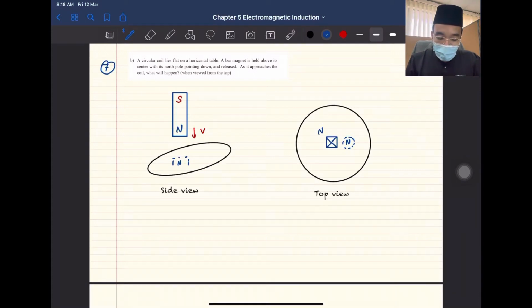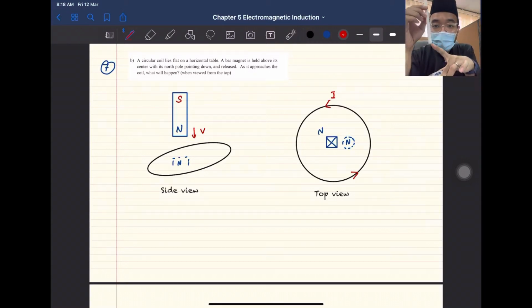If you want to determine the direction of the induced current, you can use the right hand grip rule. North is pointing upwards, so current will be moving in this direction. Okay, so this direction is actually the anti-clockwise direction. Okay, ingat north tu dia nak jatuh, nak masuk dalam loop. So this is your loop. This is basically like your magnet. Let's say down here is your north.